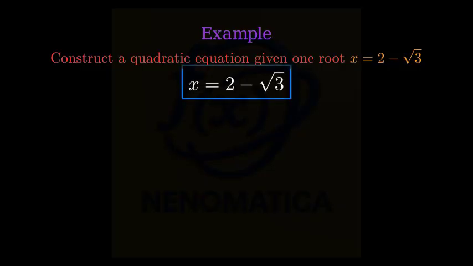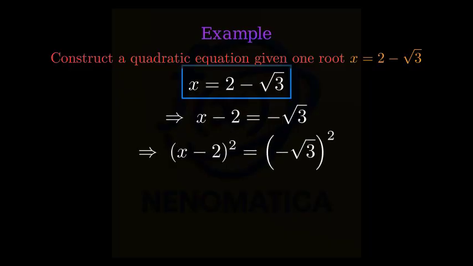Step 2. Isolate the radical by subtracting 2 from both sides. Therefore, x minus 2 equals negative square root of 3. Step 3. Square both sides to remove the square root. (x minus 2) squared equals (negative square root of 3) squared.